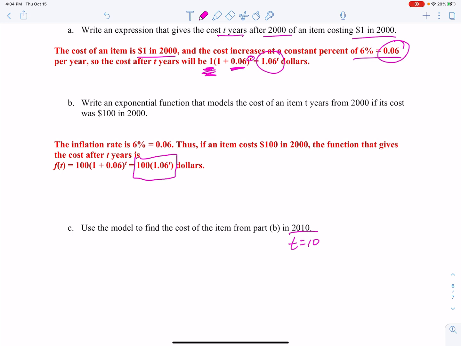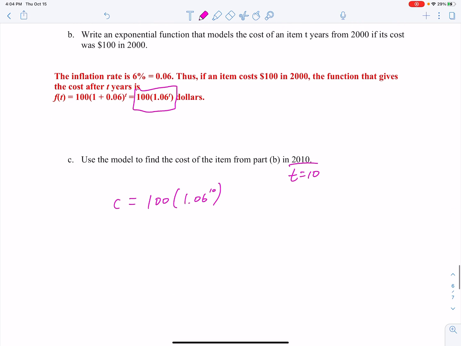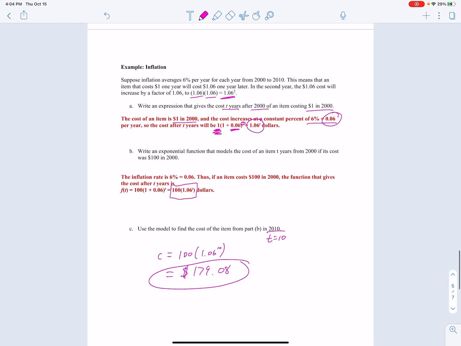So the cost is 100 times 1.06 to the t power, but we're using 10 for t. Now we plug this into your calculator. Use parentheses appropriately. If you do it piece by piece, make sure you make this calculation first, then multiply by 100. PEMDAS, always. Order of operations, always. If you do that, you should come up with something like $179.08. All right, there we go.